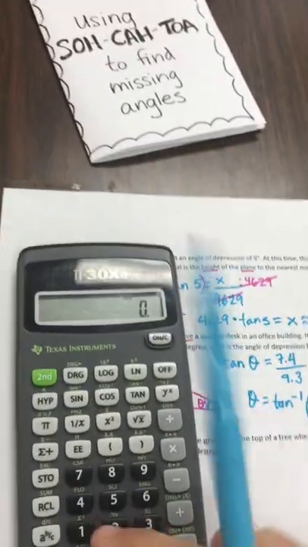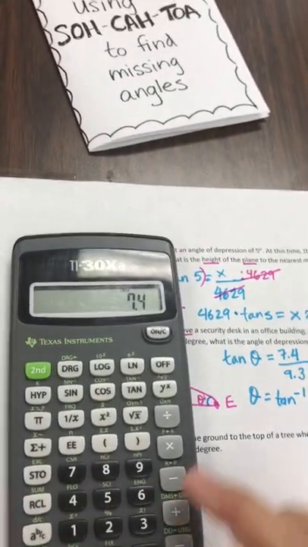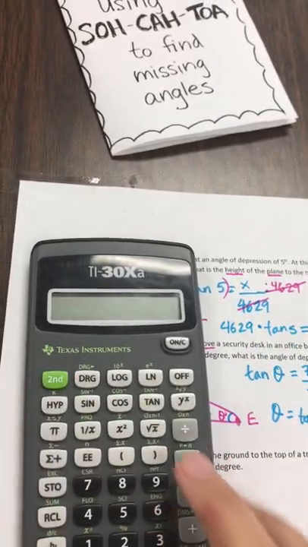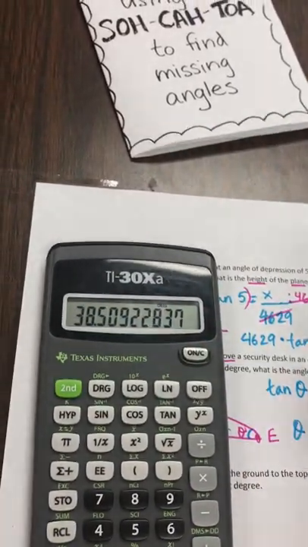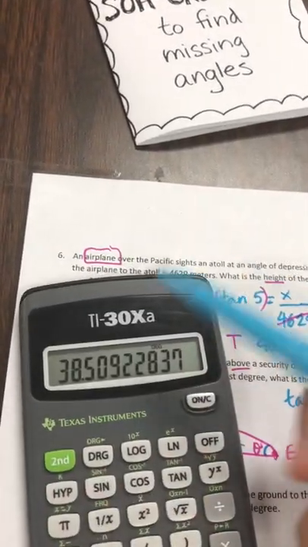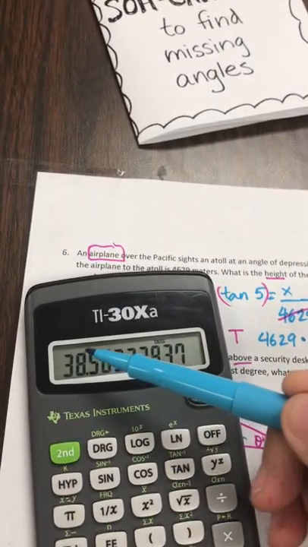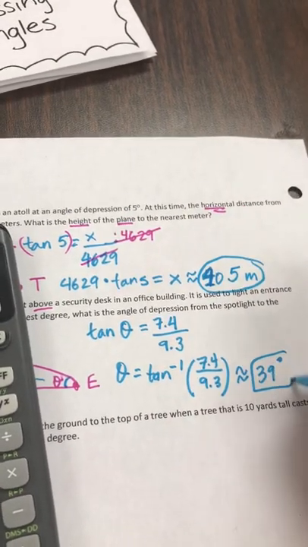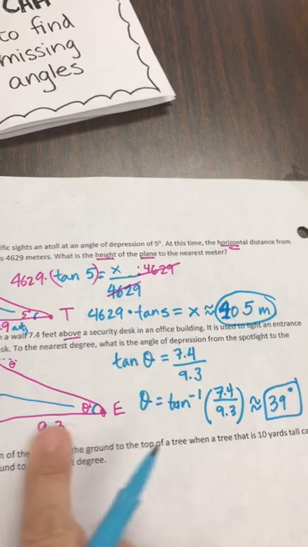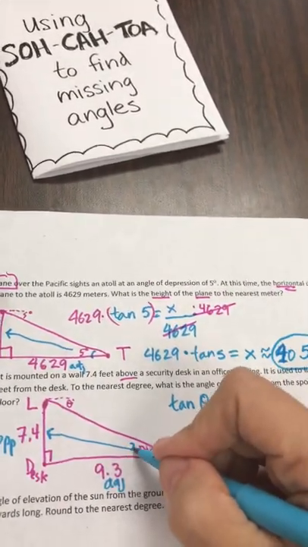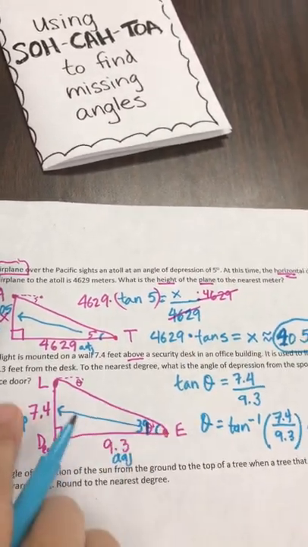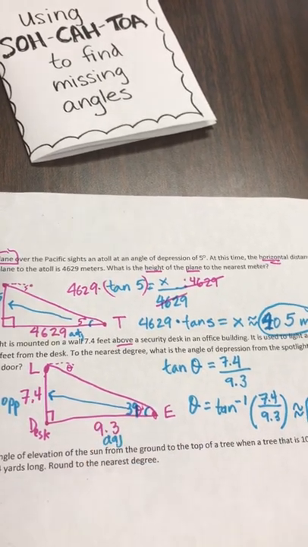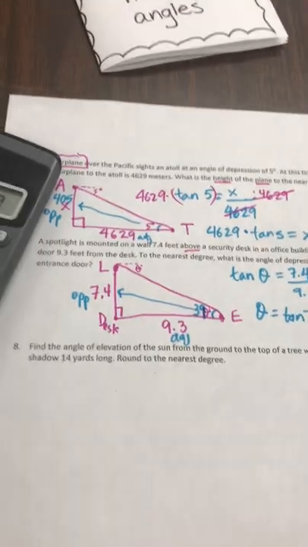So let's do it. Let's type this in, 7.4 divided by 9.3, enter. And then second tangent, there it is. And it said round to the nearest degree. So instead of 38 point something, we're going to round to the nearest degree. That looks like 39 degrees. Now, since it's a test, we want to make sure that makes sense. So if we plugged this back in, 39 degrees, I think that makes sense. 39 degrees for an angle. Okay. Last one.